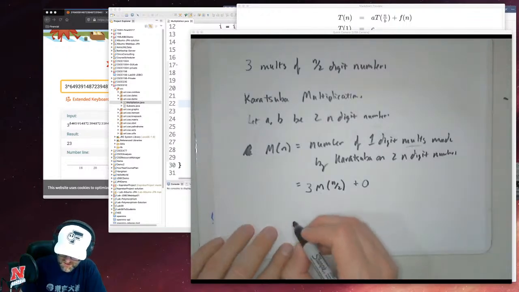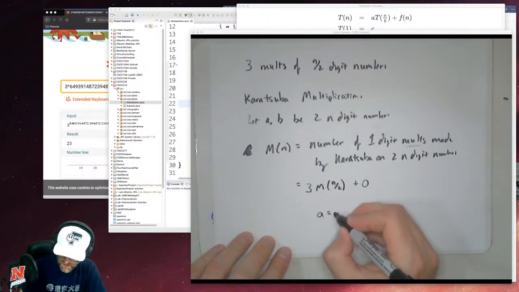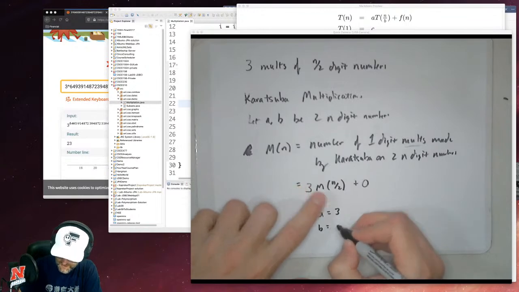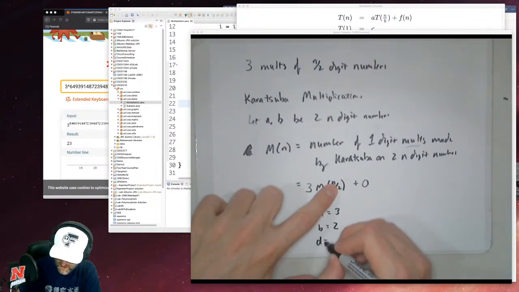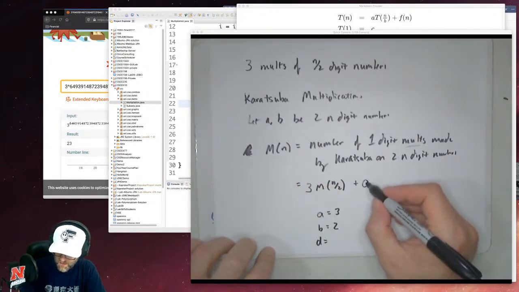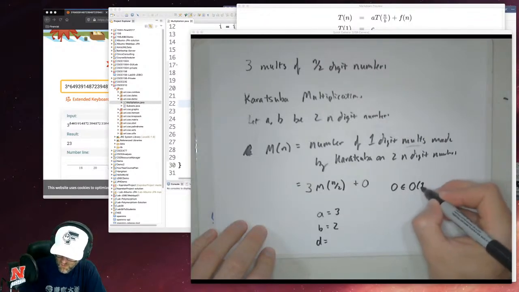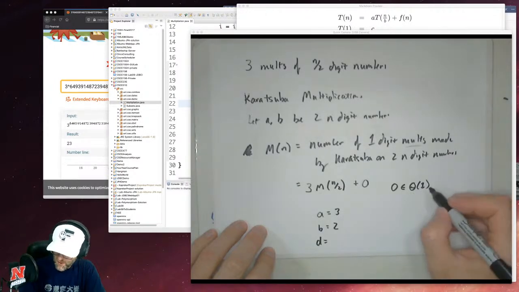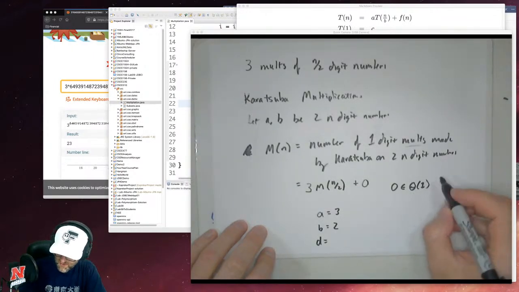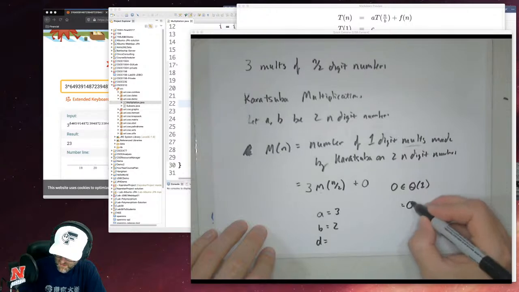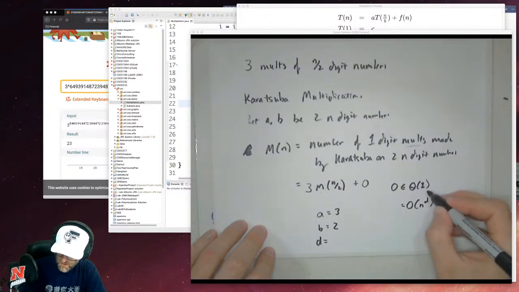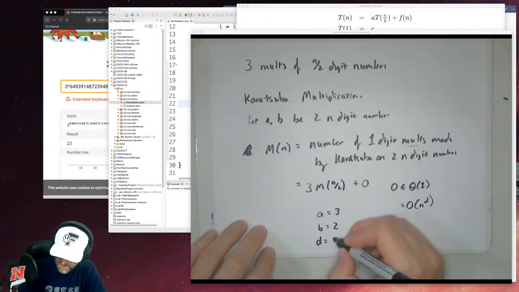So what does the master theorem tell us here? A is 3, B is 2. What about D here, or K, or whatever we identified it before? 0 is going to be theta of 1. It's constant. Right? So what's the exponent here for n to the d? Well, what gives us a constant here? It's going to be 0.